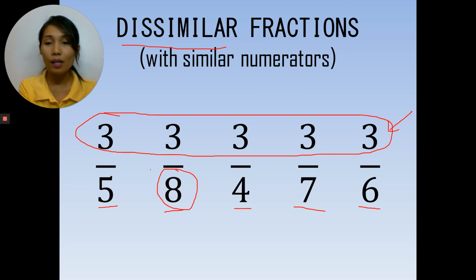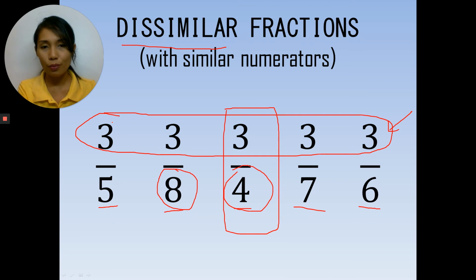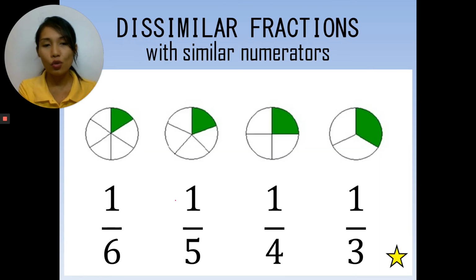Okay, what is the smallest denominator? Okay, the smallest denominator is 4. So that means 3/4 is the greatest fraction, okay, in this group. Okay, let's try here.